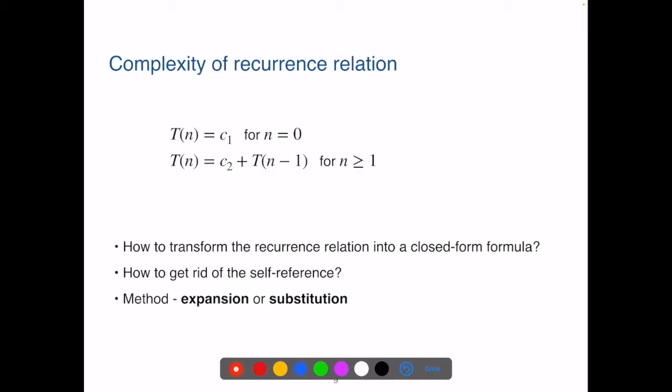Now we have the recurrence relation for Tn. It does not seem that we have the answer, since we still have the term Tn minus 1 in Tn's expression. How to get rid of it? Now we introduce the method, expansion or substitution.